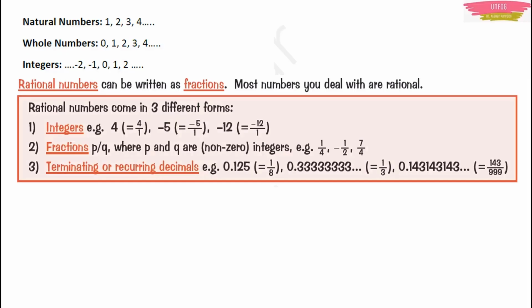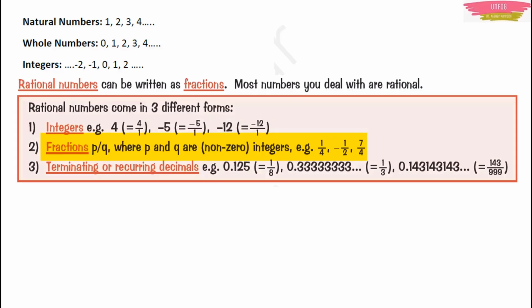Now one more very important type of numbers are rational numbers. When you talk about rational numbers, you are always talking about fractions. Okay? Most numbers you deal with are rational numbers. See, we told you about integers, right? Integers can be negative numbers, they can be positive numbers, even 0 is an integer. But in fractions or rational numbers, you write any number in the form of a fraction, right?